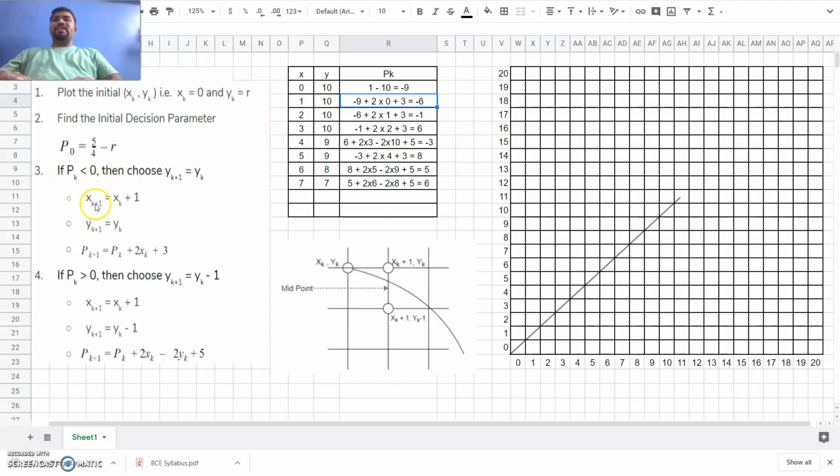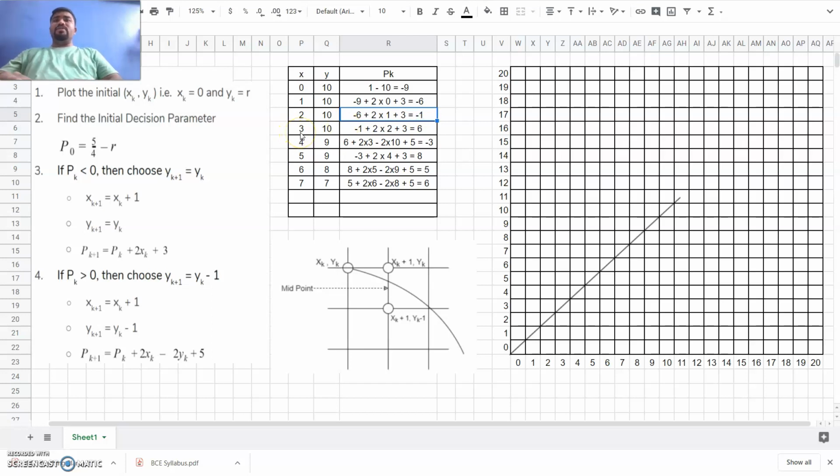In the third point, x next is equal to xk plus 1. So you can see 1 got converted into 2, and y doesn't change, so it is again 10. And then we find out the next pk plus 1, that is p next. That is pk, which is minus 6, plus 2 into 1. Obviously this xk is the previous x and not the updated xk. So 2 into 1 plus 3 gives you minus 1. So again, it is less than 0.